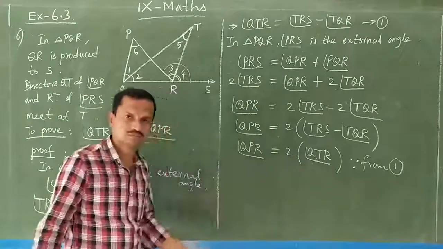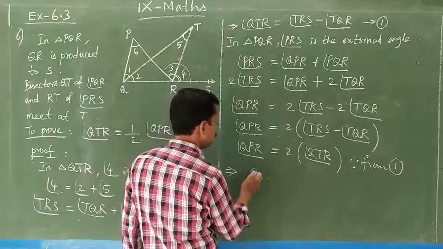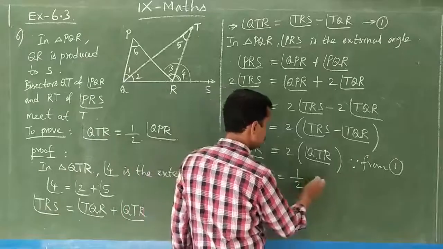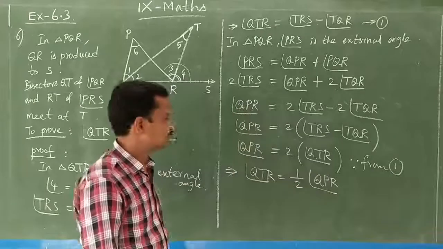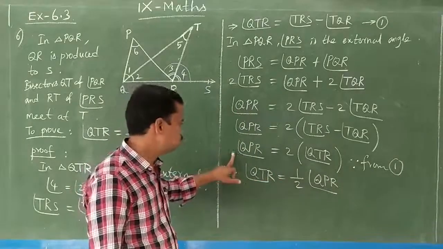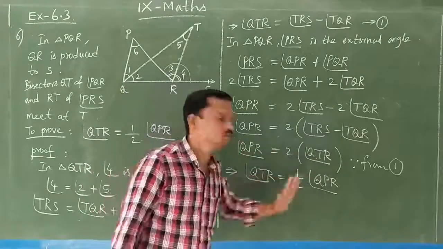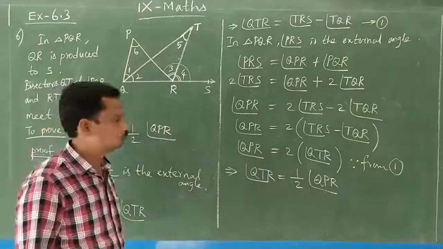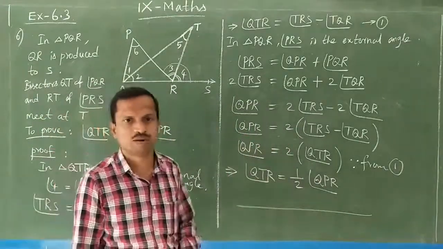So everything okay. So this implies QTR is equal to 1 by 2 QPR. Right? So just you bring 2 to the left side, it becomes 1 by 2. So 1 by 2 into angle QPR. And I am writing this QTR here and then to the right side. So as the proof, that's all. So this is what we have to do. So we finished exercise 6.3 and also the chapter lines and angles.